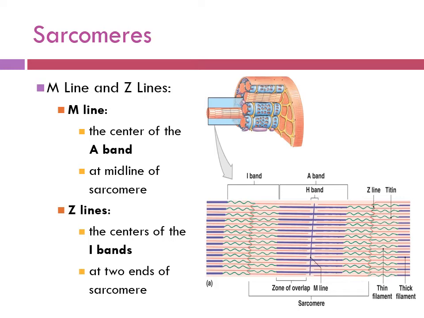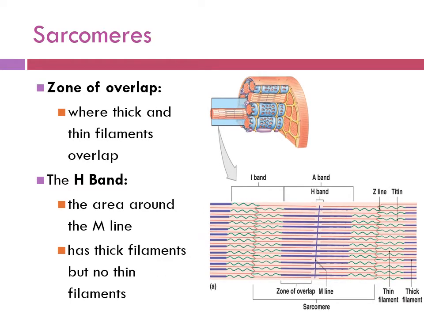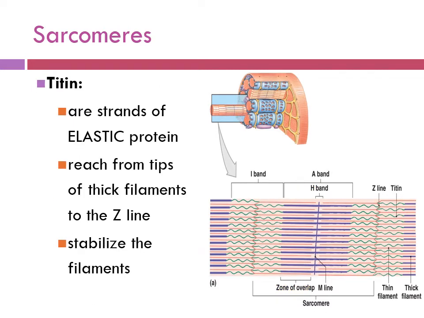So the M line is the center of the A band at the very midline of the sarcomere. The Z lines are at the centers of the I band, and they mark either end of the sarcomere. So sarcomere goes Z line to Z line. The M line is in the center. The zone of overlap is where those thick and thin filaments are overlapping. The H band is the area around the M line that only has thick filaments, no thin filaments. And then the titin is those elastic proteins that are reaching from the tips of the thick filaments out to the Z line and stabilizing those thick filaments in place.